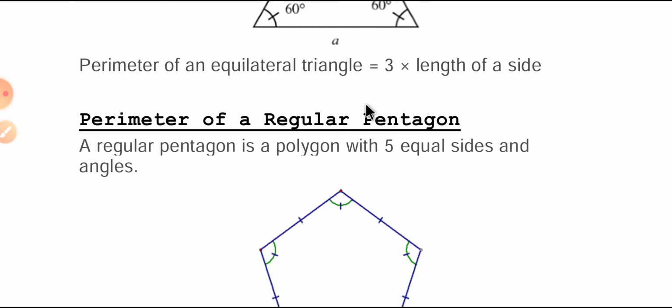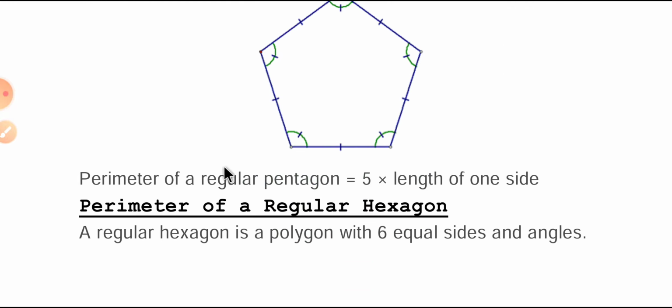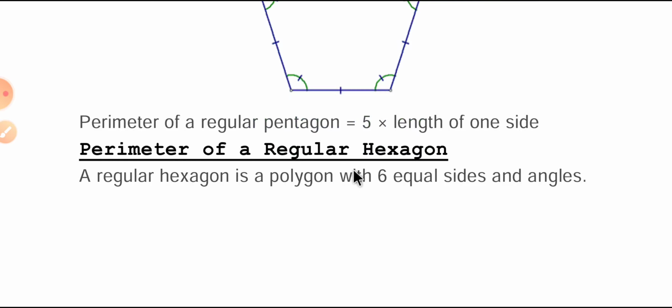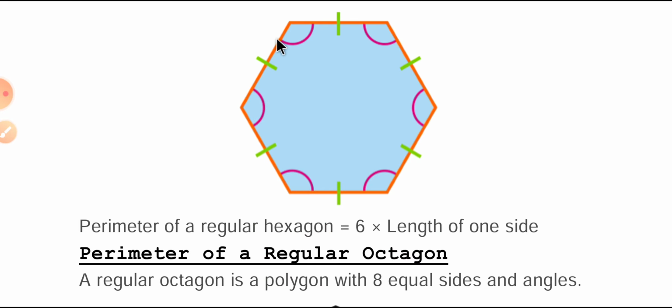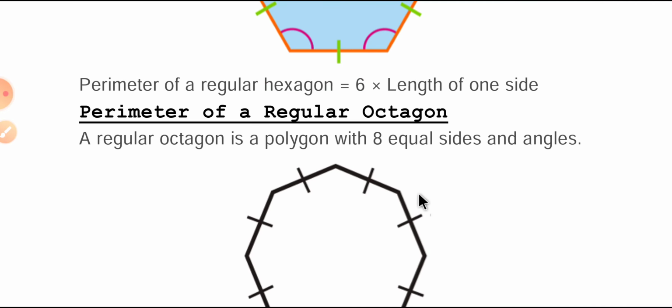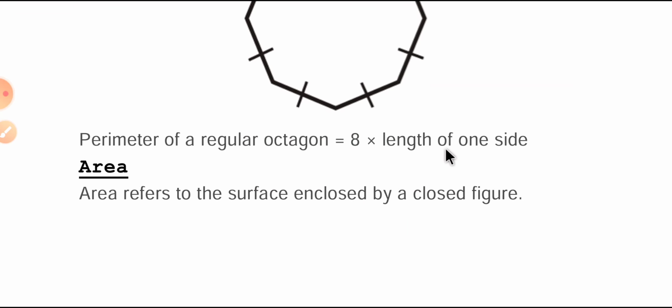Then see perimeter of regular pentagon. Pentagon means having how many sides? 5 equal sides. So that perimeter will be 5 into length of one side. Same, hexagon. Regular hexagon means all the 6 sides are equal and all the angles are equal. 1, 2, 3, 4, 5, 6. So perimeter will be 6 into length of one side. Same for octagon. Octa means 8 equal sides. So 8 into length of one side.